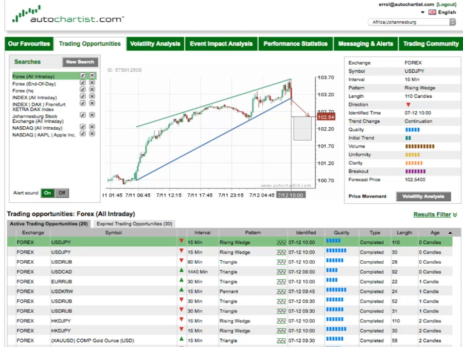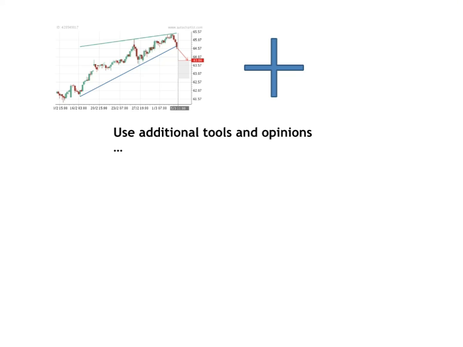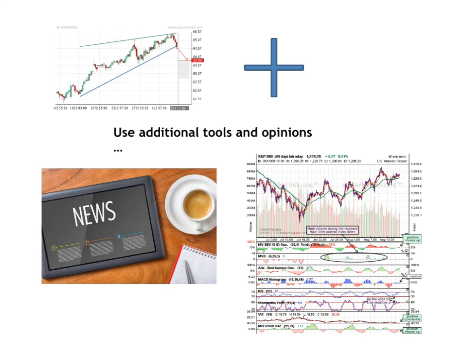With each pattern that AutoChartist identifies, there are also a collection of quality indicators. For more information, you can also see the educational video about the quality indicators that will explain them in more detail. Chart patterns are a great starting point for scanning the market for potential trade opportunities, but we recommend that you use chart patterns in conjunction with other tools like market news, other technical indicators, or fundamental price information about the stock or instrument you're going to trade.